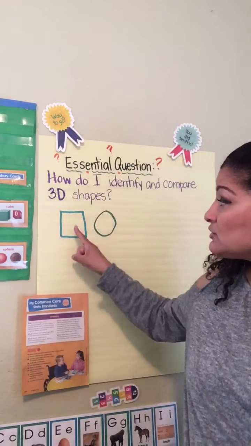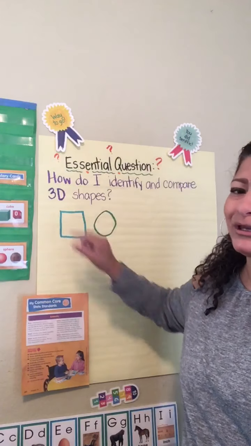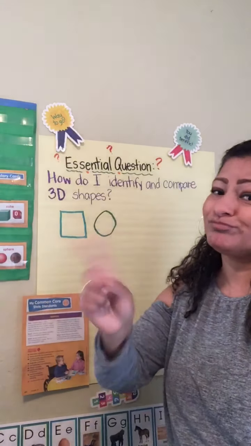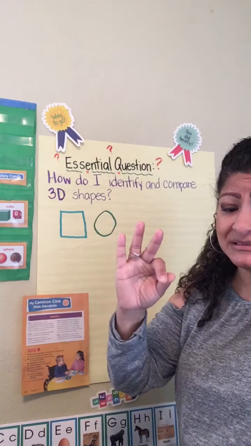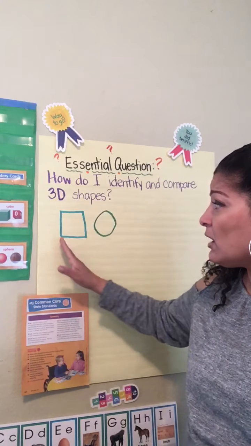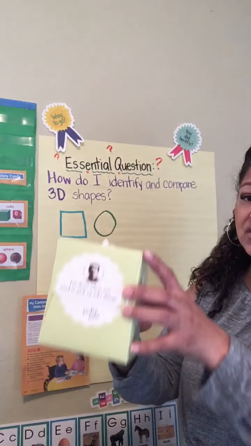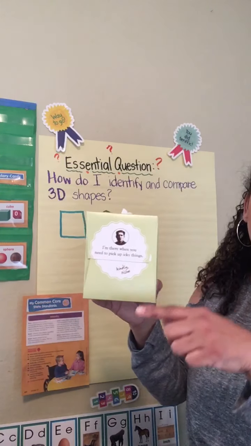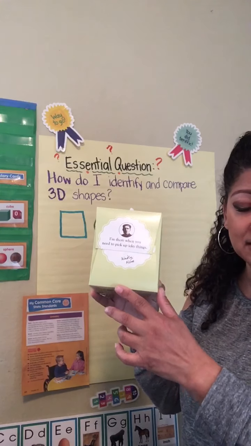So again, two-dimensional shapes, can we pick them up? No, we can't pick them up. Do they go three positions? No, they just go up and down, and that's it. Three-dimensional shapes go up and down, side to side, back to front.